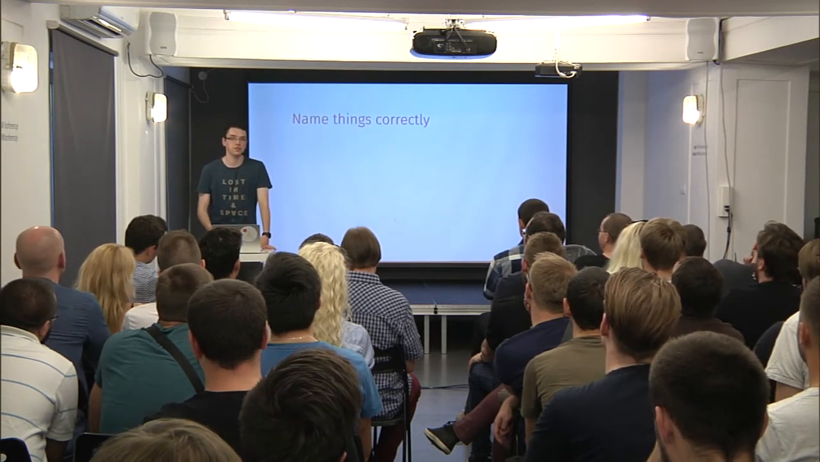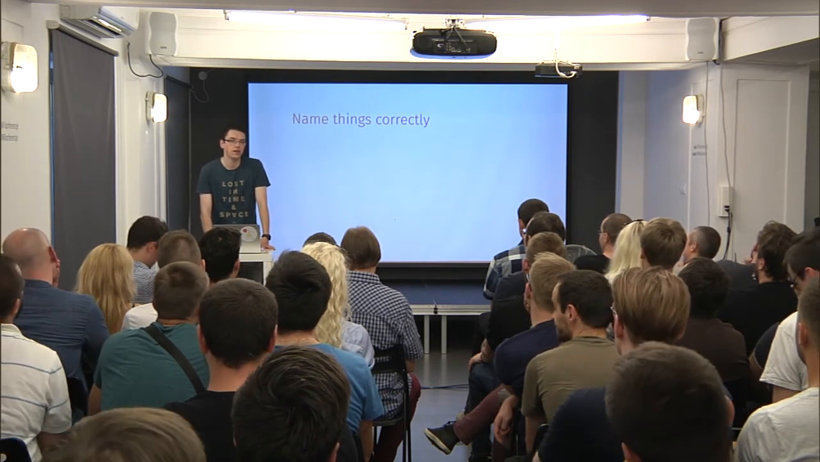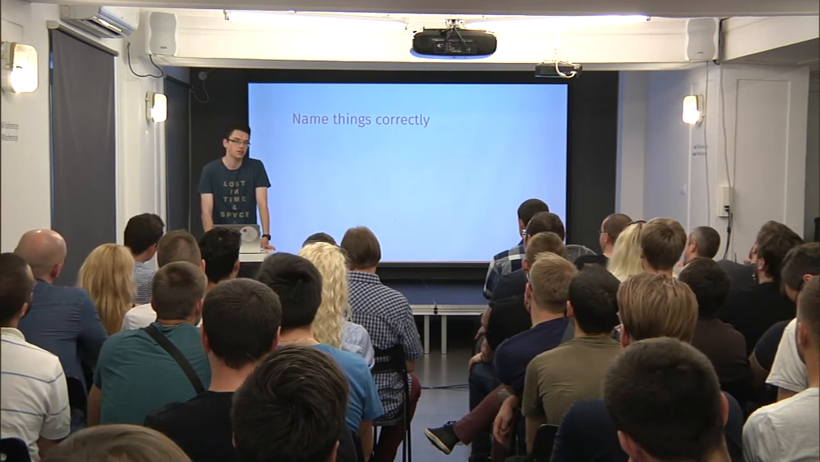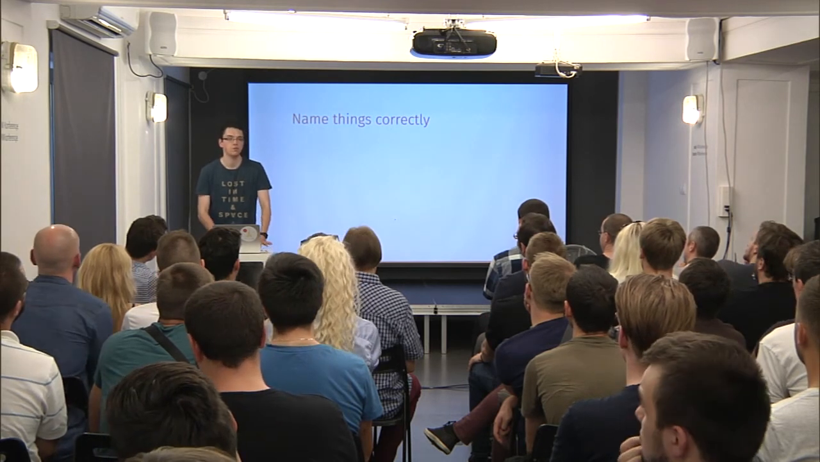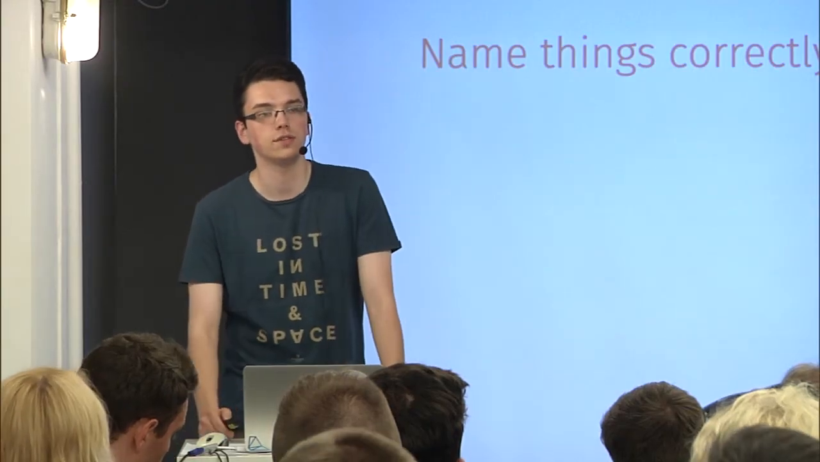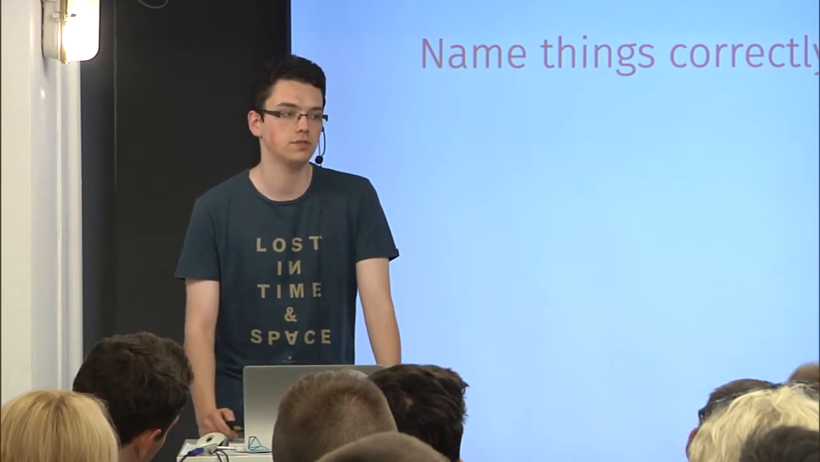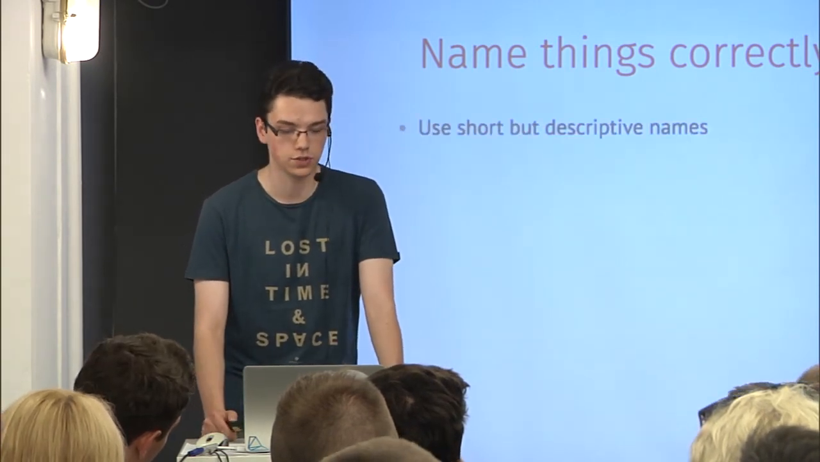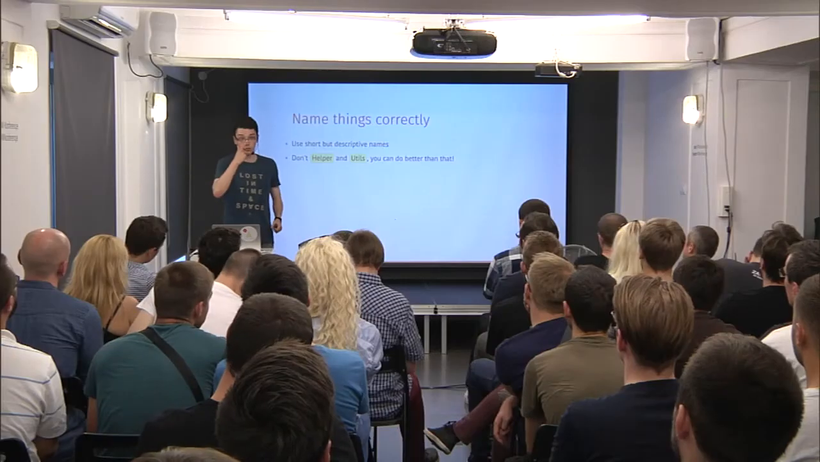Name things correctly. It's popular that naming things is hard. I don't agree. Naming things just faces you with the fact that you don't know what you are doing. And if you know what you are doing, you probably can find really quickly a good name for a function. And use short but descriptive names. Don't use helper and utils. You can do better than that.